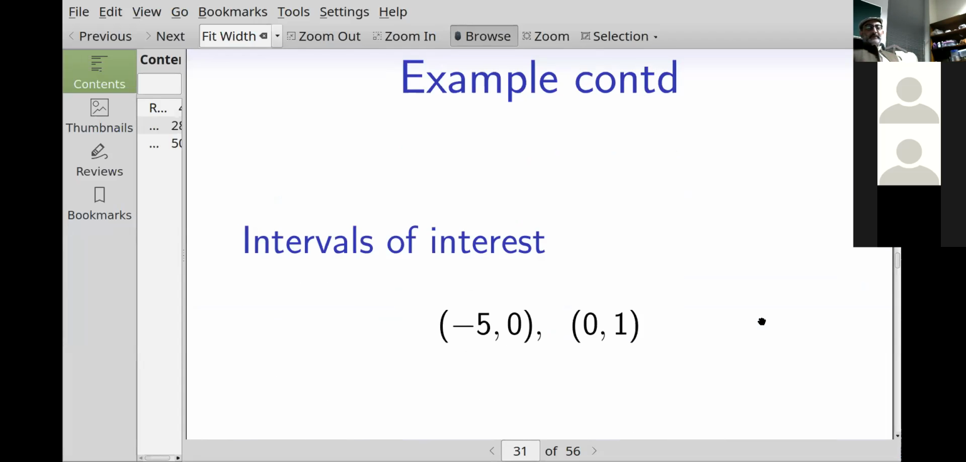Now, on the interval from -5 to 0, is the function increasing or decreasing? Decreasing. It's decreasing, right? You can just tell from the graph. Now, from 0 to 1, what is it doing? It's increasing. So to the left of the critical point, decreasing. To the right of the critical point, increasing. So at the critical point, we have what? We have a relative minimum by the first derivative test.